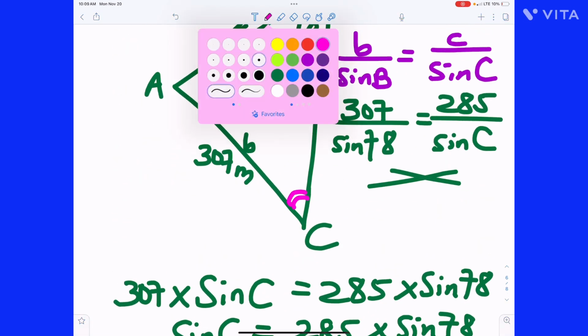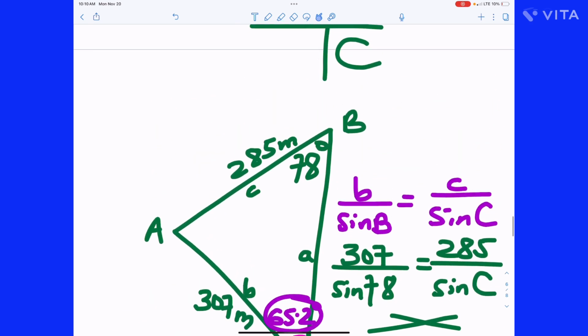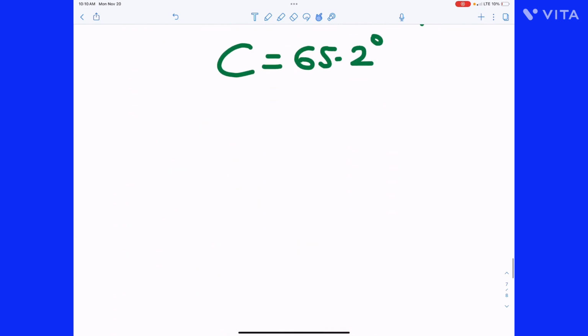Let me write that here and mark it. 65.2 degrees. I'll just circle it to show that I put it there. It was not in the question. So we need this angle now, which is angle A. And that's easy for us. We can just use the sum of angles in a triangle.